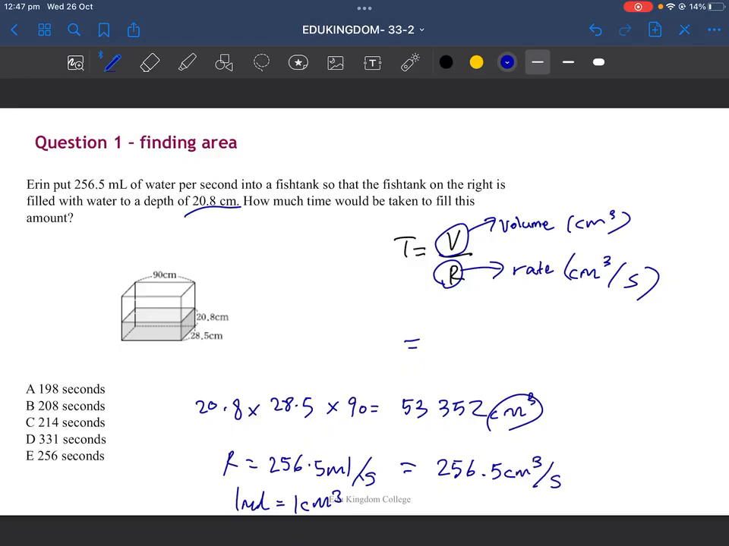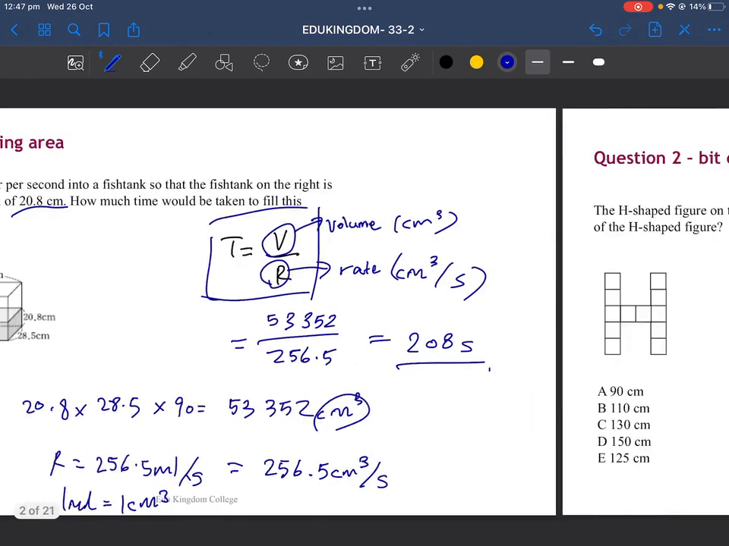And so, guys, the question's done, because we just need to sub it in. 53,352 over 256.5, and your answer gives you 208 seconds, which is option B. So just make sure you remember this equation.